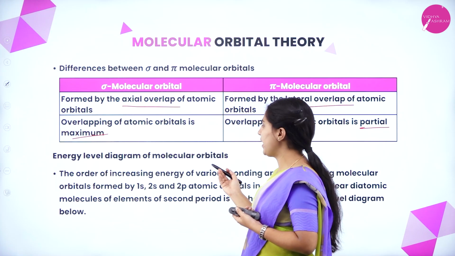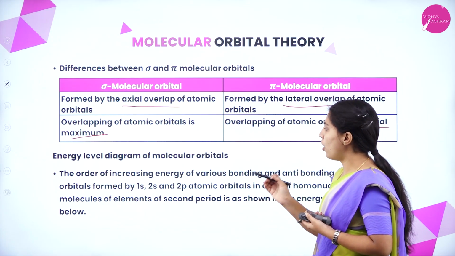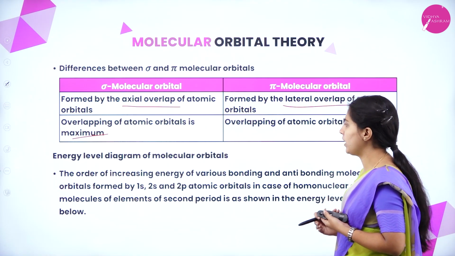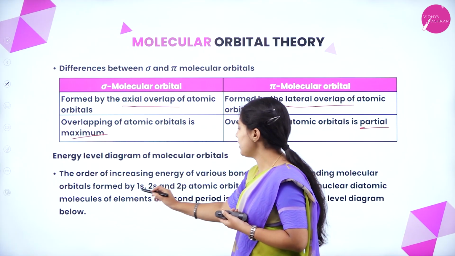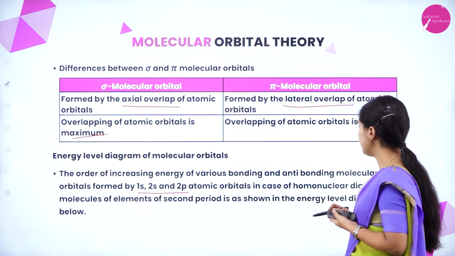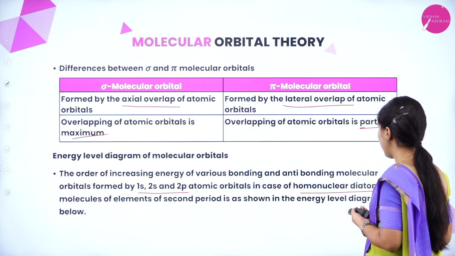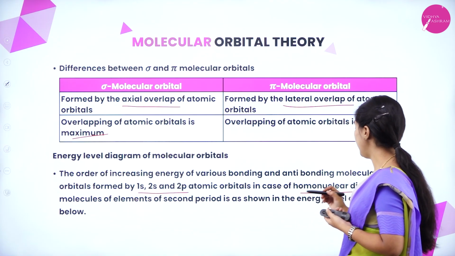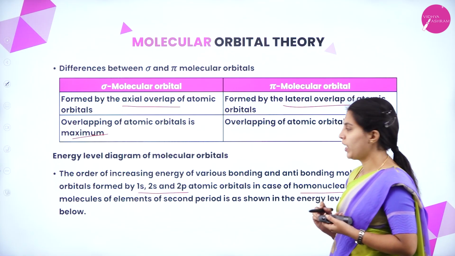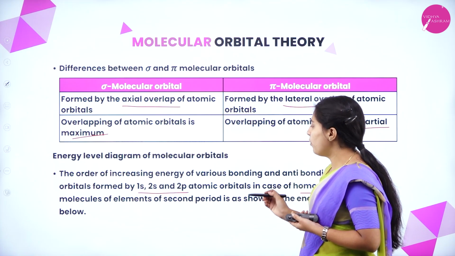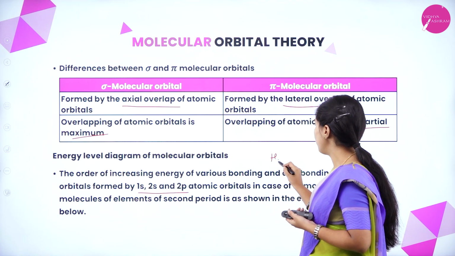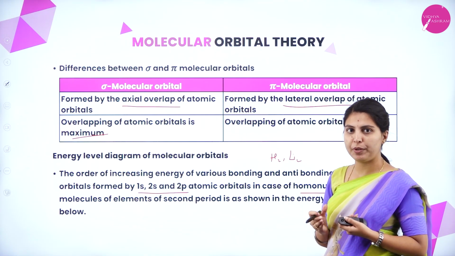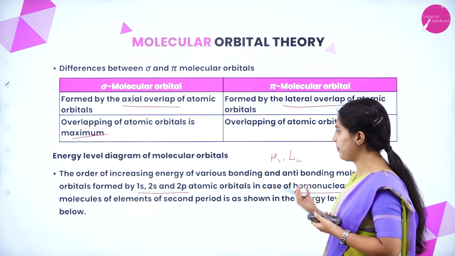Next, the energy level diagram of molecular orbitals. The order of increasing energy of various bonding and anti-bonding molecular orbitals formed by 1s, 2s and 2p atomic orbitals in the case of homonuclear diatomic molecules of elements of the second period is shown in the energy level diagram below. Homonuclear means H2, Li2, like this; the same kind of atom should be present.